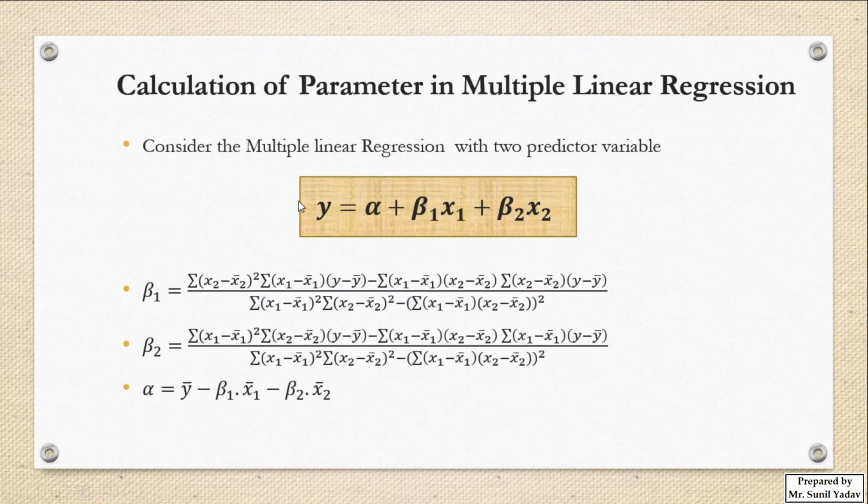So this is the standard formula that we already know: y equal to alpha plus beta 1 x1 plus beta 2 x2, where beta 1 can be calculated using this formula, beta 2 can be calculated using this formula, and alpha can be calculated using this formula. The formula is quite lengthy, but we cannot do anything, and this is one of the statistical approaches. By using that we can estimate alpha, beta 1, beta 2, or if you want we can go to more than that also.